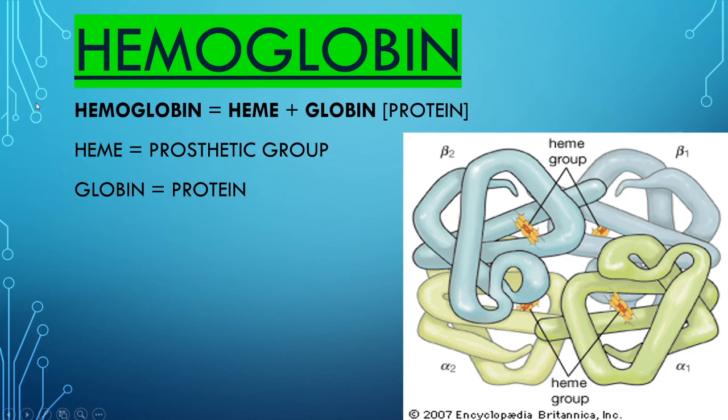So this is the hemoglobin, and if you divide the word hemoglobin, you get heme plus globin. Heme is a prosthetic group and globin is a protein. So this is the overall picture of hemoglobin, and here you can see the heme group, and these are beta 1, beta 2, alpha 1, alpha 2. Four polypeptide chains are present in the hemoglobin.